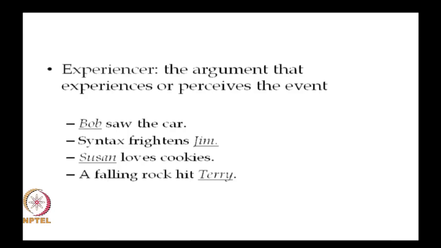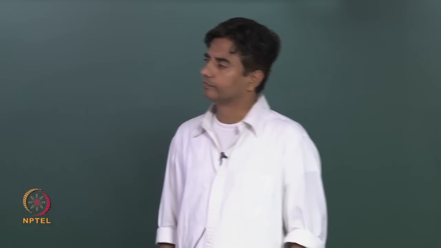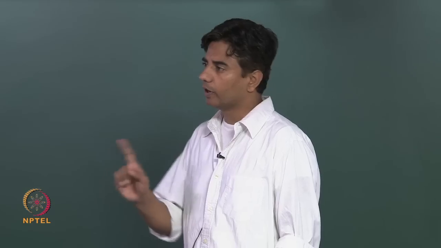Frightens assigns an agency role to the subject, right? Syntax frightens Jim will be similar to Brad hit Andrew. In that case, Brad and syntax here would be the agent, and Jim and Andrew would be the experiencer. Yes, that will assign. Also, can the object be an agent? No, the object will not be an agent.